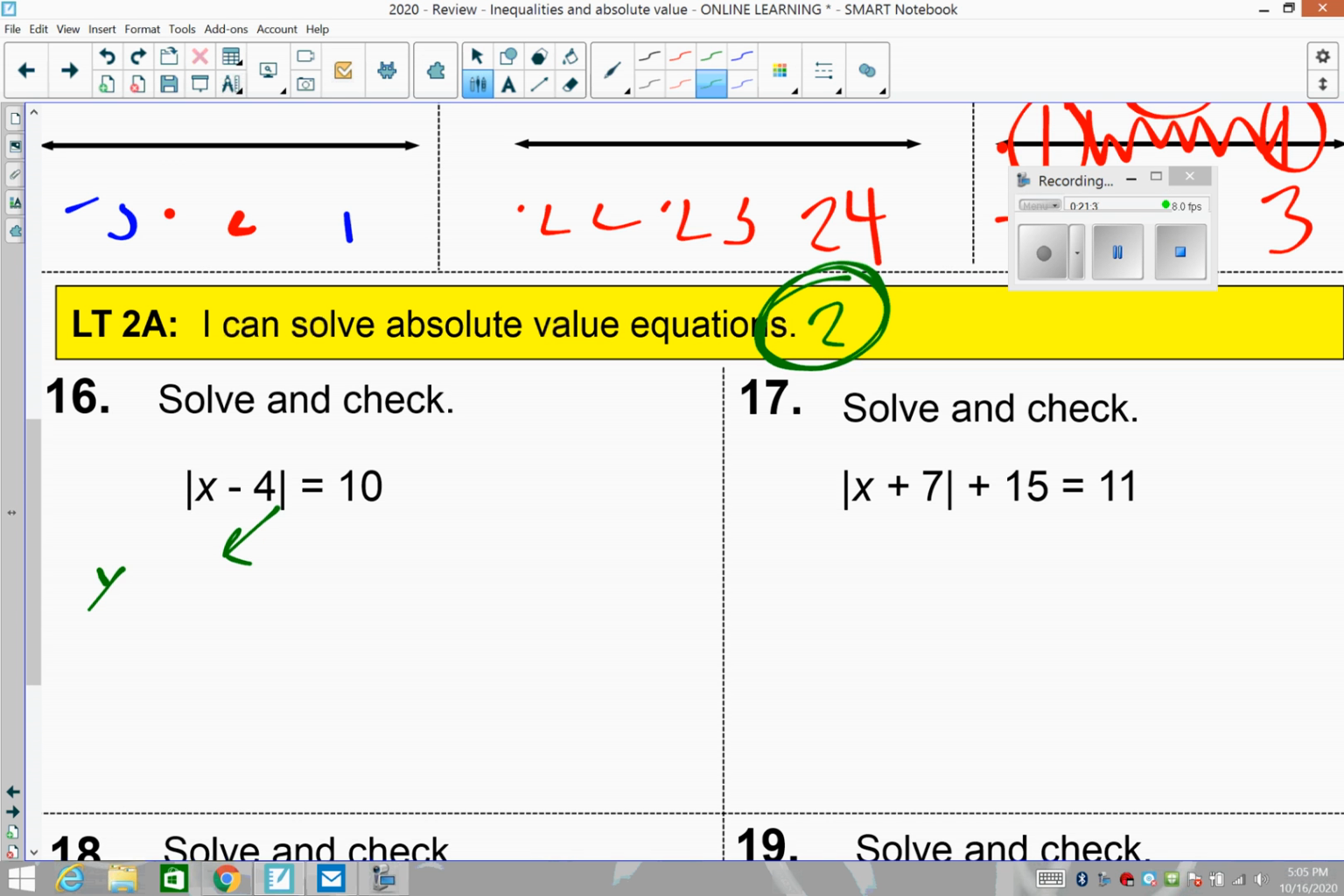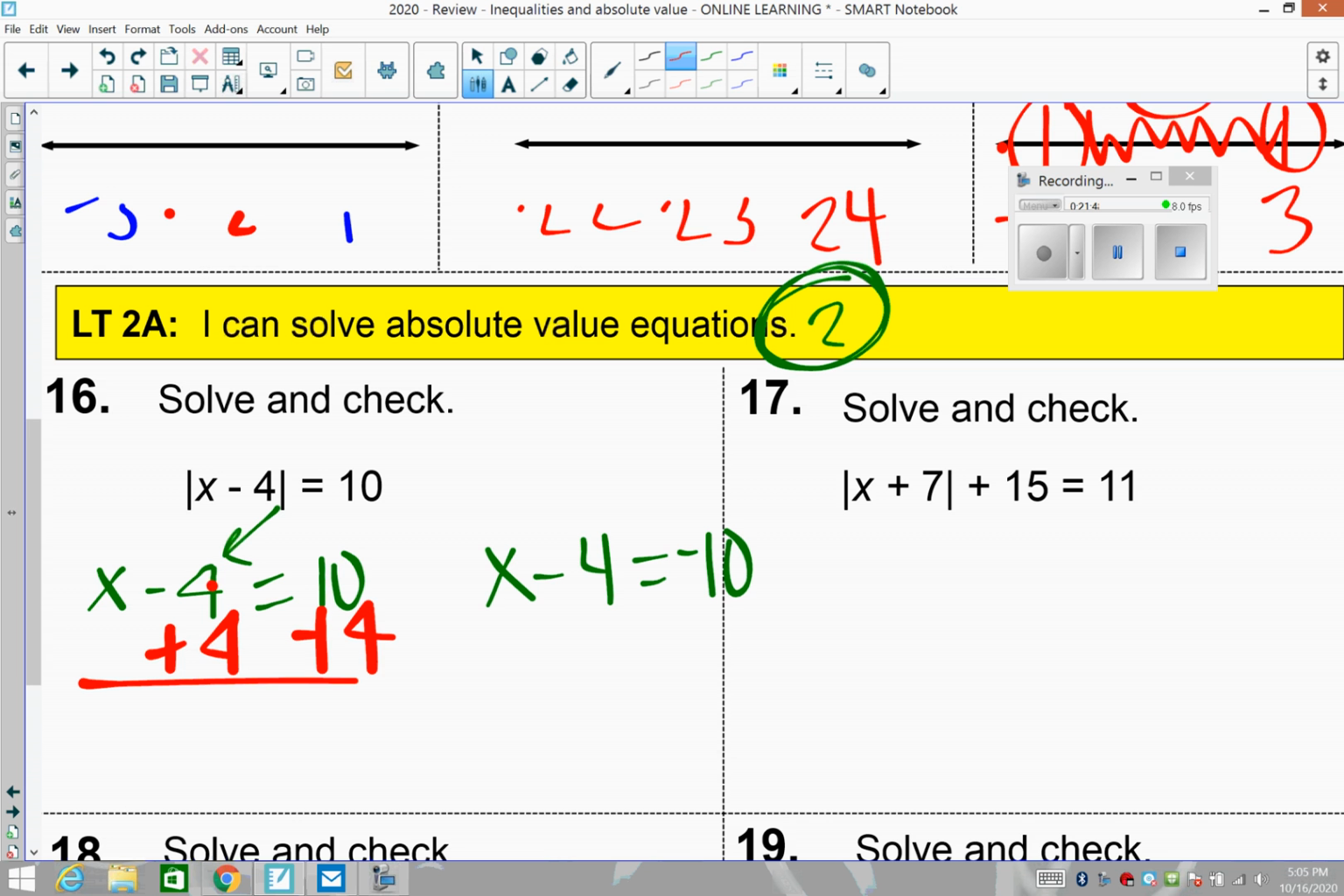So we drag to the left and solve exactly how we have it. We drag to the right and solve exactly how we have it. So we're going to add 4, copy, paste, copy, paste. We get x equals 14 as our first possible solution. X equals 14.